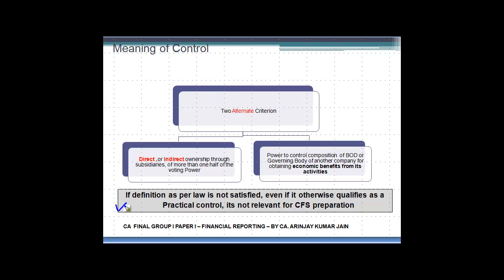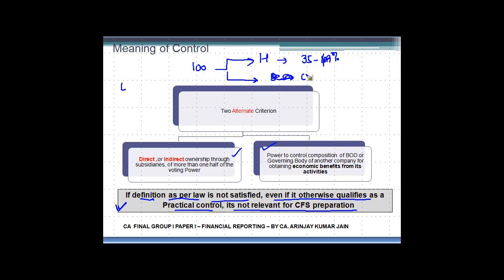This point is very important. If the definition as per the law is not satisfied, which is either A or B, even if it otherwise qualifies as a practical control, it is not relevant for CFS preparation. So let's say in a company which has 100% shareholding, H Limited held 35, but anywhere between 35 to 49%, and S Limited's outside shareholders own the balance.